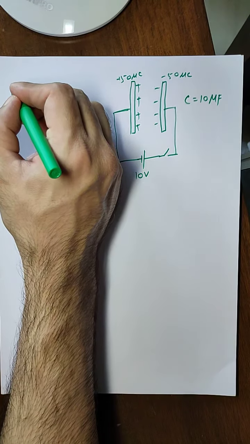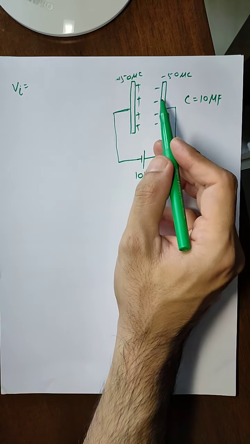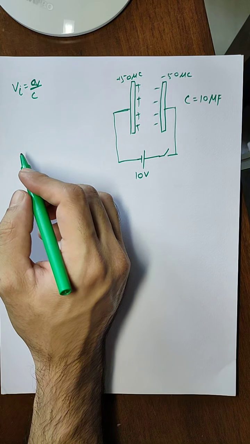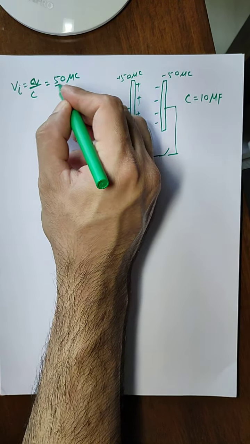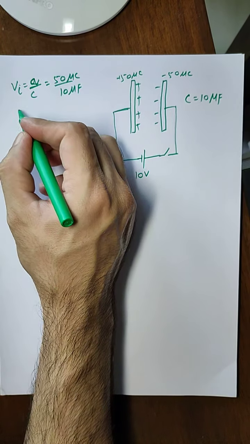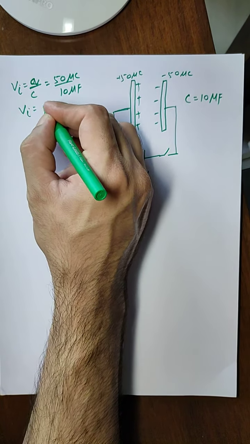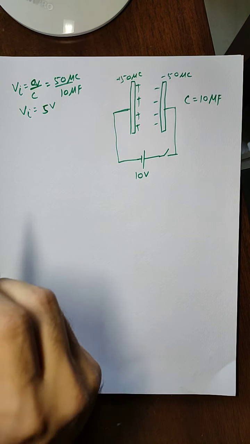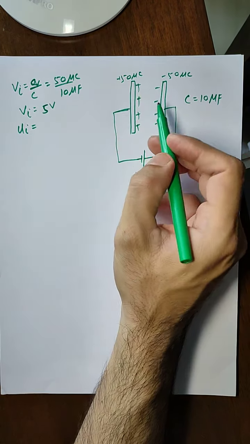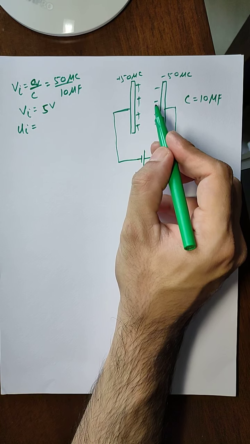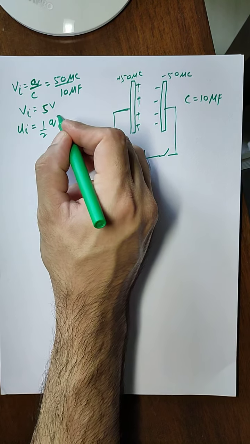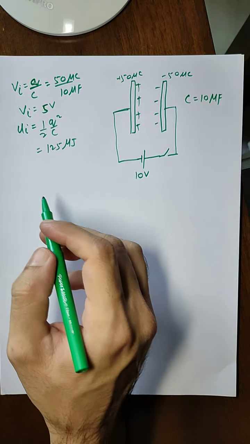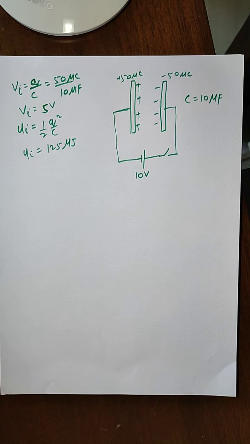So let us say the initial potential difference between the two plates can be found out by this formula, Vi equals Q by C. So Q is 50 microcoulomb and capacitance is 10 microfarad. So the initial potential difference comes out to be 5 volt and the final potential difference will be 10 volt. Now the initial energy, when the battery is not connected, can be found out by using this formula. So if you supply these values, we will get 125 microjoules. This is the initial energy of the system.